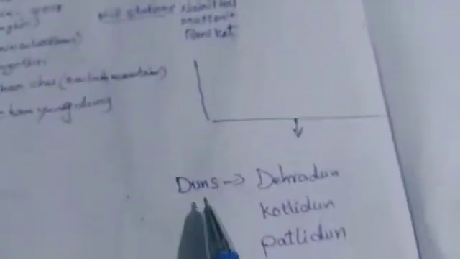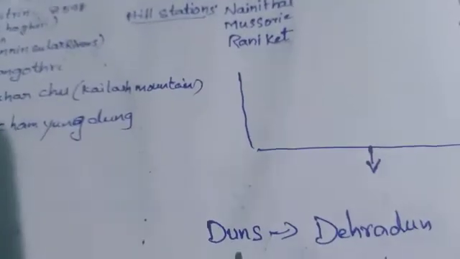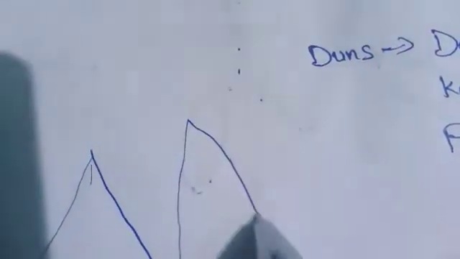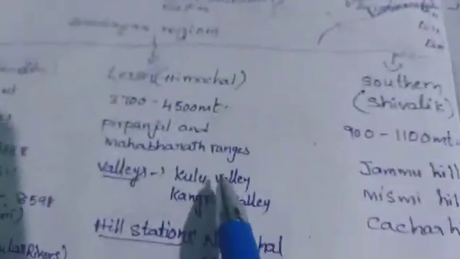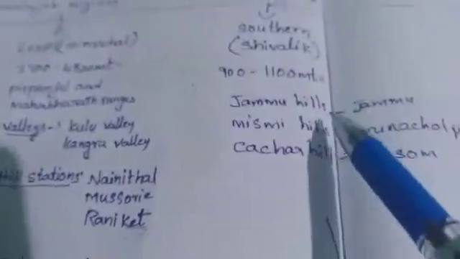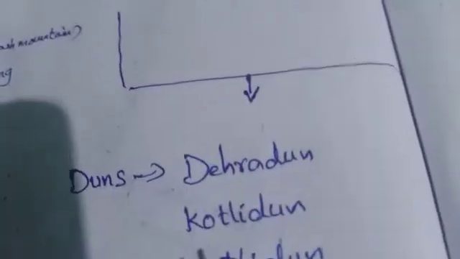Next, Duns. Duns are formed between the Lesser Himalayas and Shivaliks. Dun means the valley between two hills. For example, you observe this is one mountain and here is one mountain. So between these two mountains we find one valley. We call it a dun. So duns are formed between the Lesser Himalayas and Southern Himalayas. Example, Dehradun, Kotli Dun and Patli Dun.